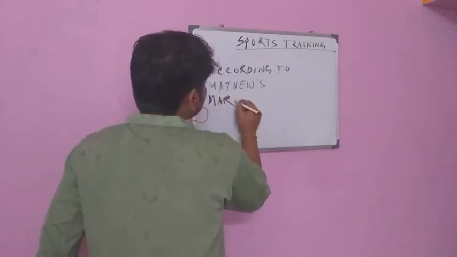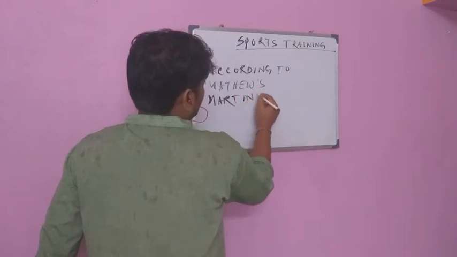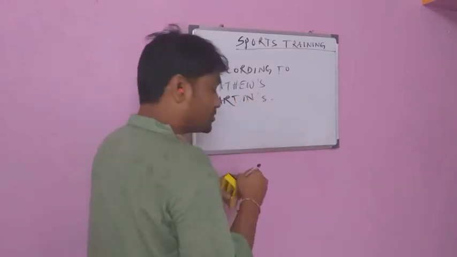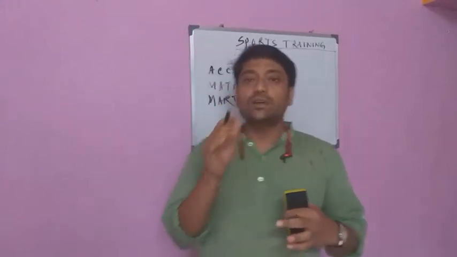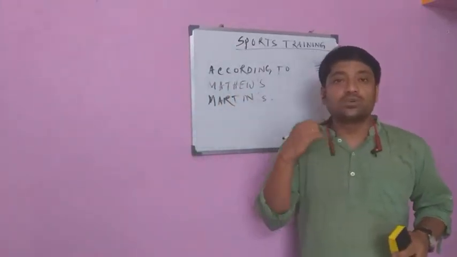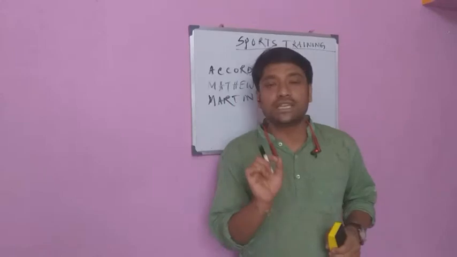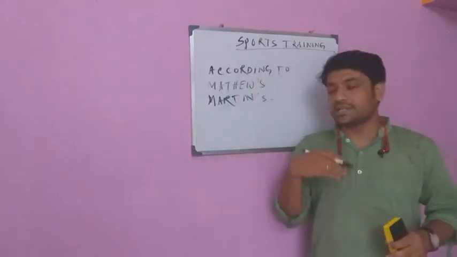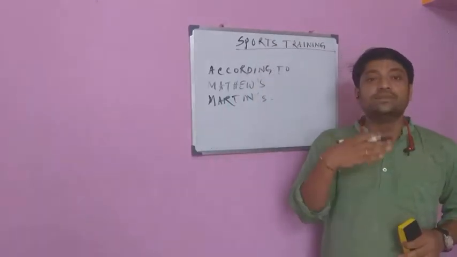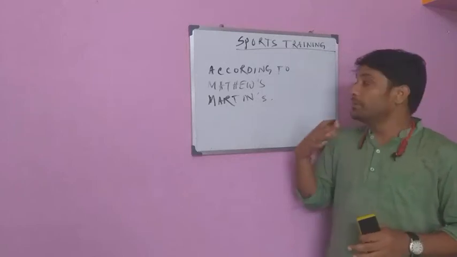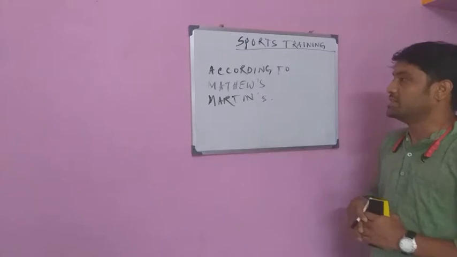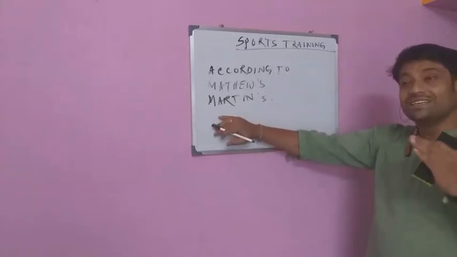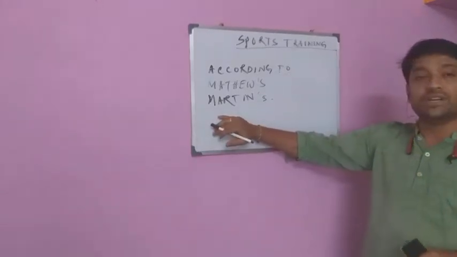Now look, according to Martin, what is sports training? Sports training is a planned and controlled process to achieve goals in which the change of performance, I mean motor performance and behavior, are made through measures of content, methods and organization. So these are the views of Martin.